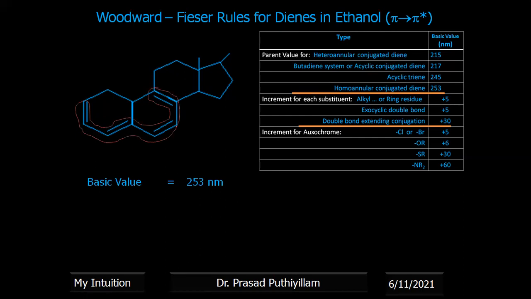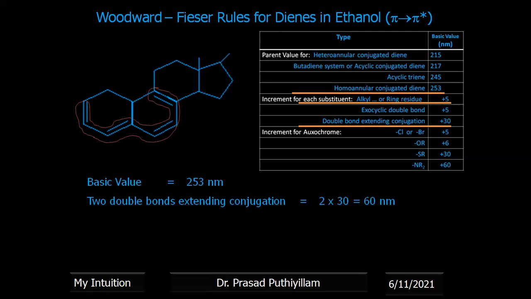I want to show the extended conjugation. Therefore, we have 2 double bonds beyond the diene. Diene means 2 double bonds, and 2 more double bonds are in extension. So 2 double bonds are present as extending conjugation: 2 into 30, 60 nanometer. And then alkyl or ring residues.